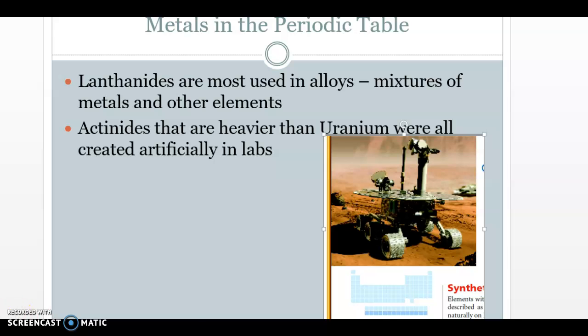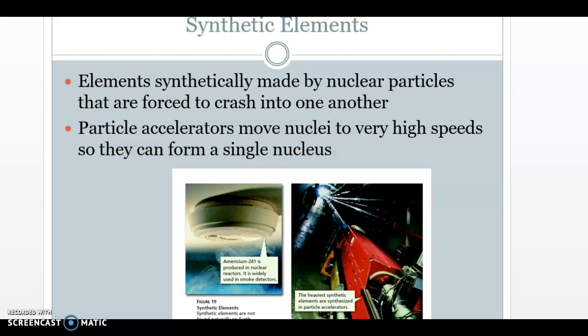Okay, so most of the synthetic elements that are being created are going to form a metals group just by the way that they're created. So how do we make synthetic elements? Well, we use these things called particle accelerators, and what they do is they force nuclei to move at very high speed. Basically the neutrons and the protons move so quickly that they can crash into each other, and if they have enough force, they're going to form a single nucleus. And so that single nucleus is going to create basically a new element.